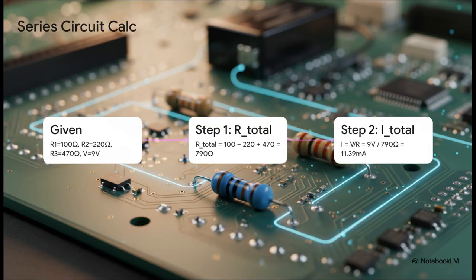Okay, so series circuits, they're the easy ones, for real. To get the total resistance, you literally just add them all up. So here, 100 plus 220 plus 470 gives us 790 ohms, easy. Then you just use Ohm's law on the whole circuit. 9 volts divided by our total of 790 ohms gives us 11.39 milliamps.